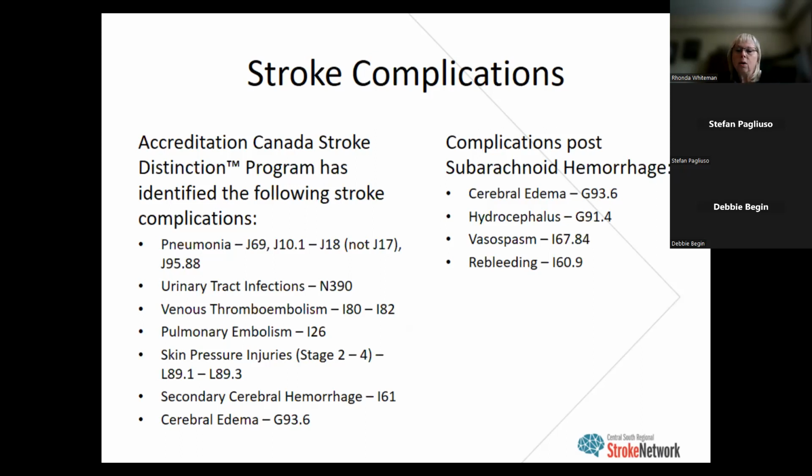Pulmonary embolism is low, but is a significant complication post-stroke and increases the risk of death. So a really important complication to track. Pressure ulcers, again, about 8% and low, but again, something we want to track because we look at capturing and putting in prevention strategies.